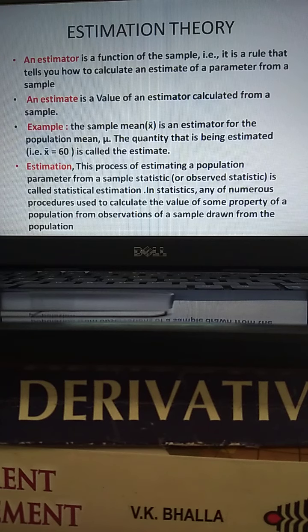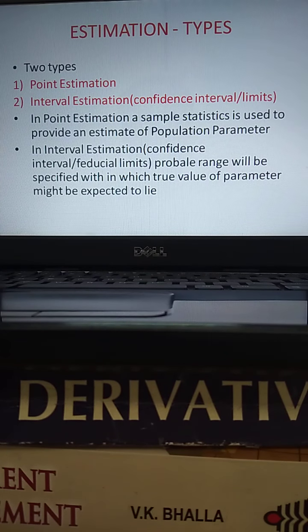As far as estimation is concerned, there are two types. One is called point estimation and the other is called interval estimation. What do you mean by point estimation? Point estimation is a kind of estimation where you provide a single numerical value as the answer for the population.